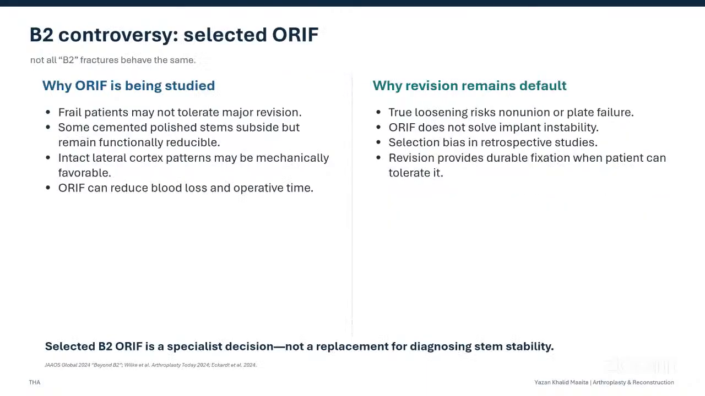There are some controversial cases where B2 can be treated with just ORIF. Why are we using just ORIF when the gold standard is revision? Because sometimes the patient is fragile and cannot tolerate a major revision surgery. Some cemented polished stems have subsided but remain functionally reduced. When we have intact lateral cortex patterns, it may be mechanically favorable, and ORIF can reduce blood loss and operative time.